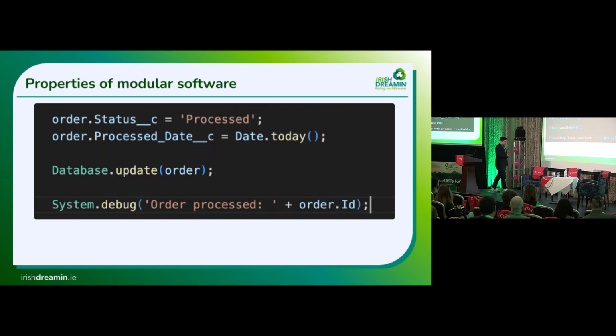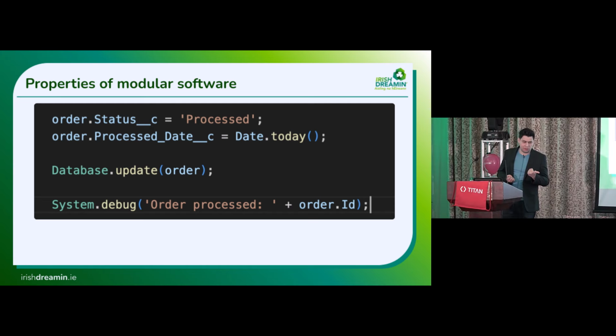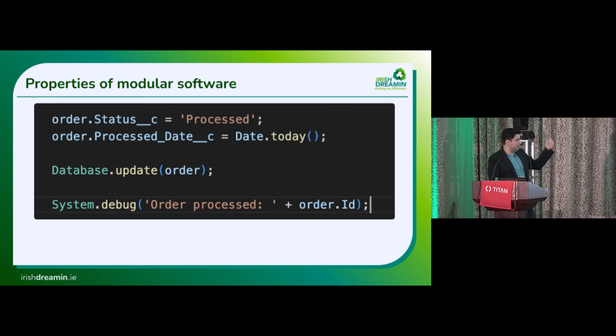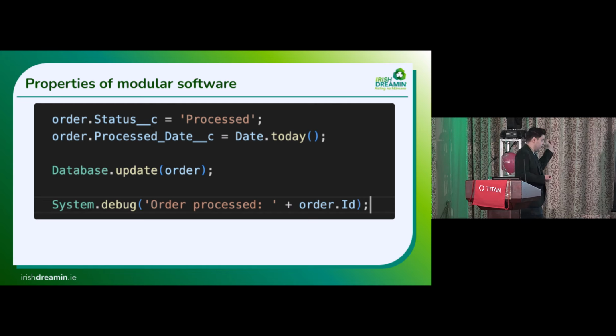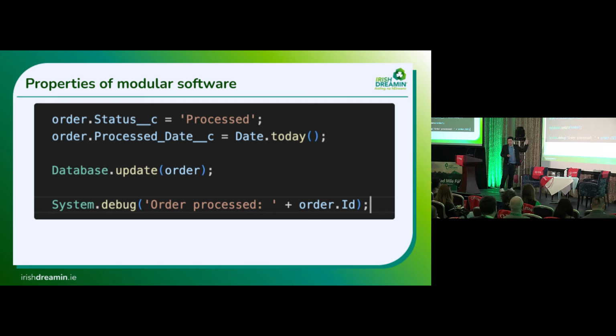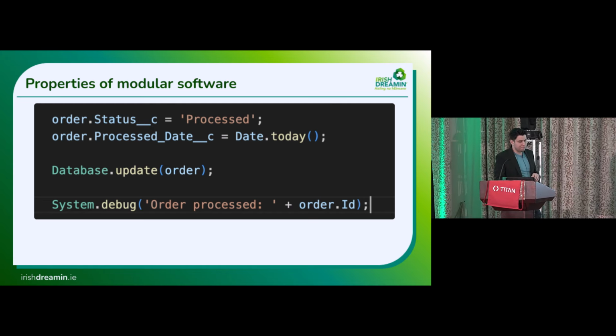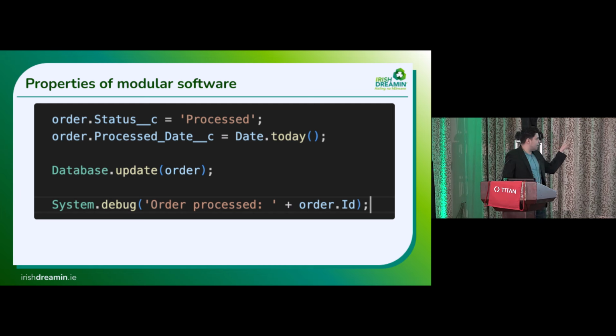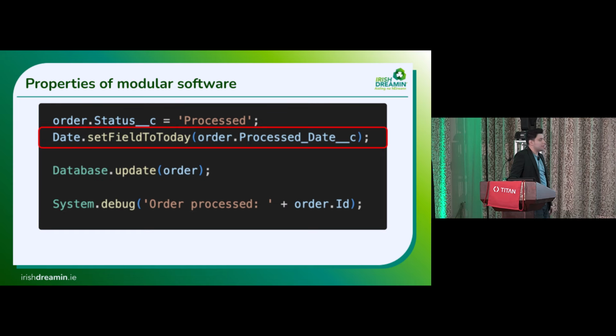Now, the other important piece is understanding what are the properties of good modular software. So I have this example where we have three modules interacting together. We have the date module, database, and system. Very simple, right? Three different modules working together to achieve something. And so I want you to pay attention to the second line where we make the process date equals to date. Now, what if instead of this, you saw this?